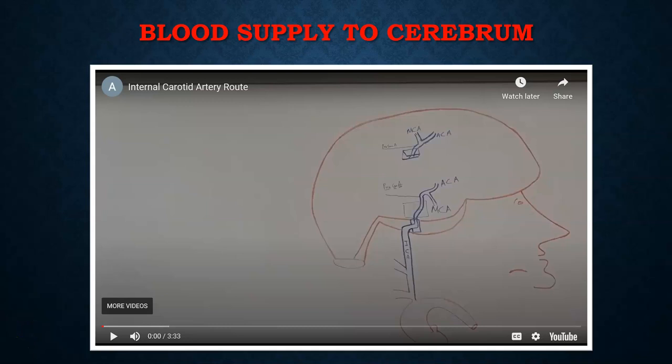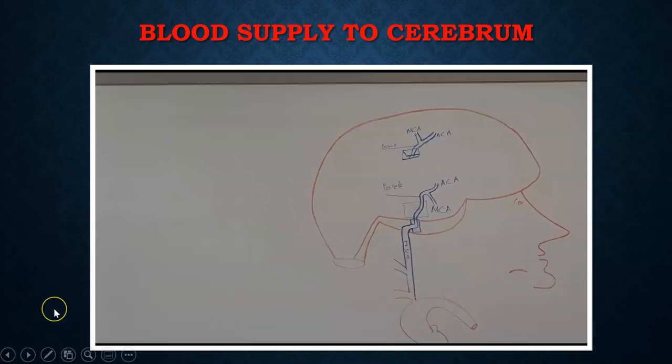Alright, so now we will discuss the blood supply to the cerebrum. We already discussed the blood supply to the cerebellum. Now it's time to discuss how the arteries come into the brain and supply the cerebrum. Okay, so we will discuss the blood supply system.